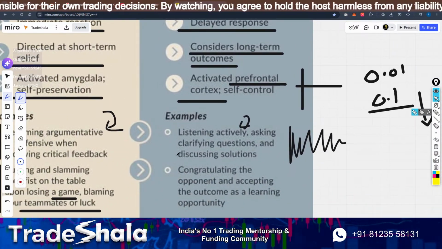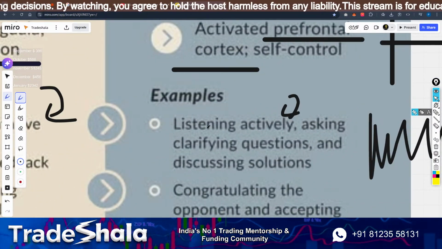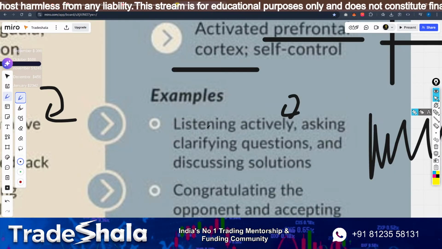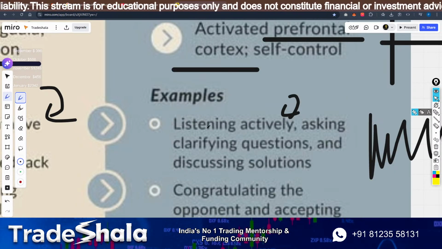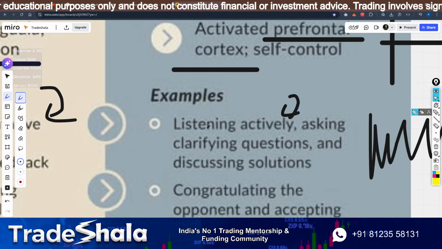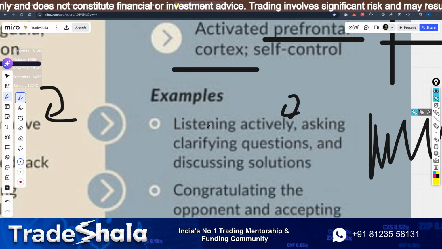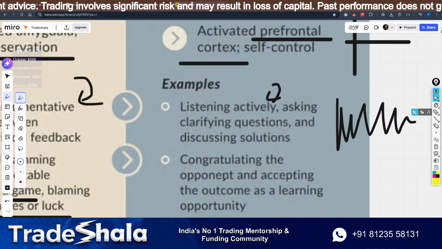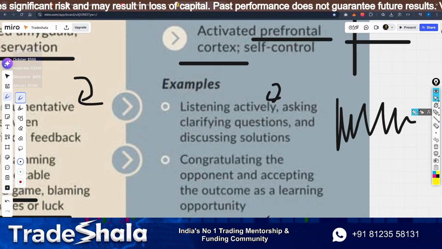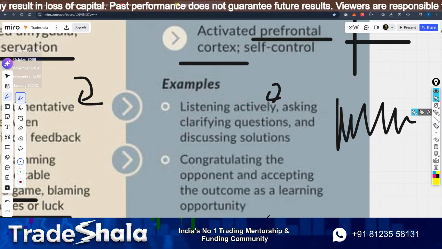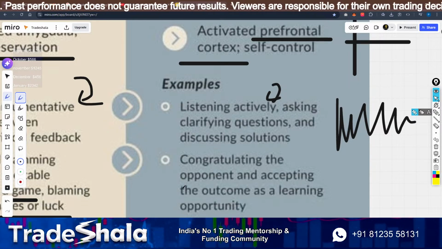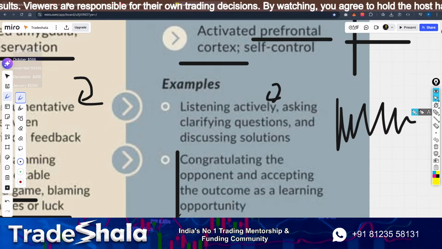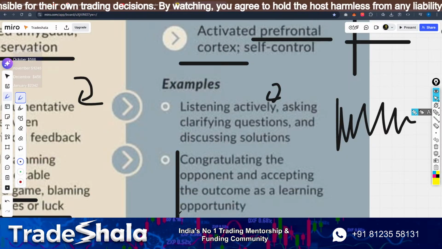Okay, so what are good examples for this one? Listening actively. What is actually going on? Asking clarification questions and discussing solutions. If you cannot find the solution yourself, you have to discuss it and find the solution. And congratulating, for example, you're blaming your teammates, but this time you're congratulating the opponent and accepting the outcome as a learning opportunity. What could I have done to make this even better? I know I hit my trading loss like this, but what could I have done to make it even better? And that small thing you have to keep on following.